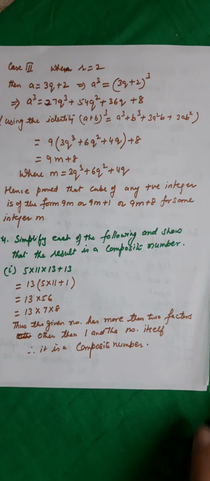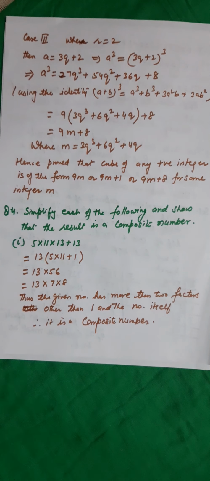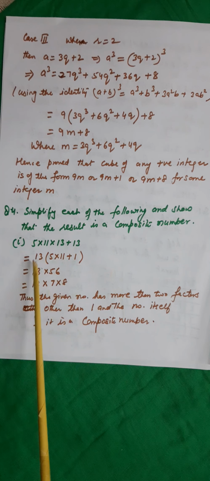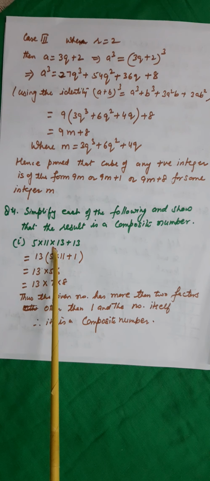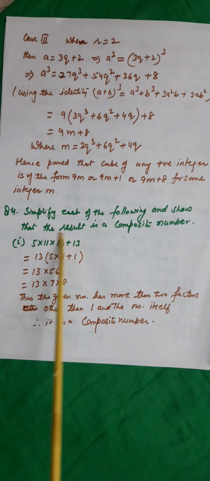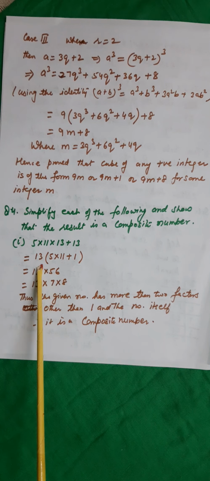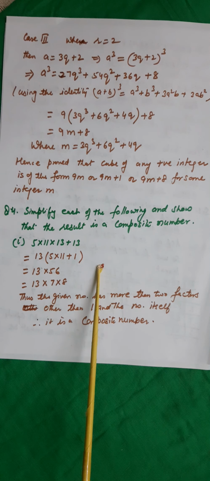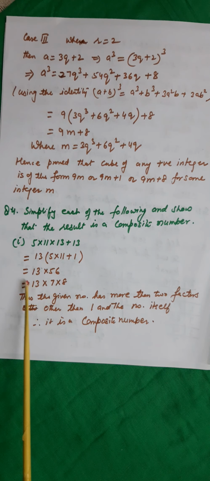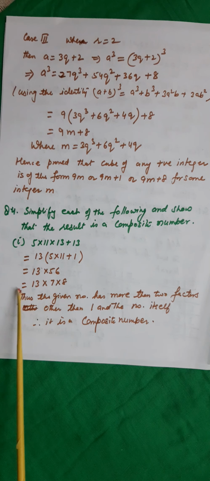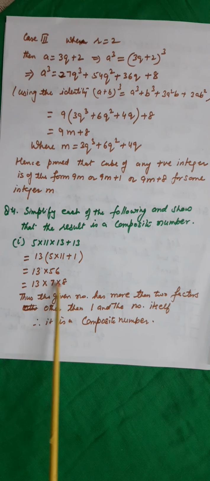Question number 4. Simplify each of the following and show that the result is a composite number. 5 times 11 times 13 plus 13. Here I can see that 13 is common, so 13 can be taken out common. So I can write 13 into (5 into 11 plus 1). Now solve the bracket. So you get 13 into 56. This is equal to 13 into 7 into 8.